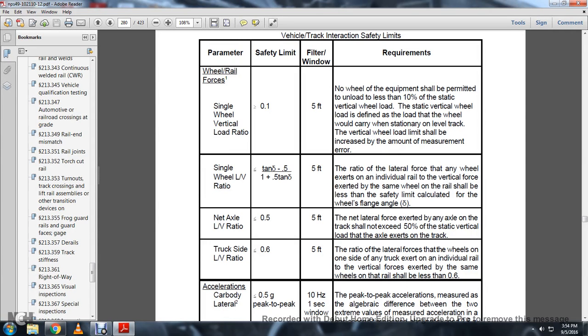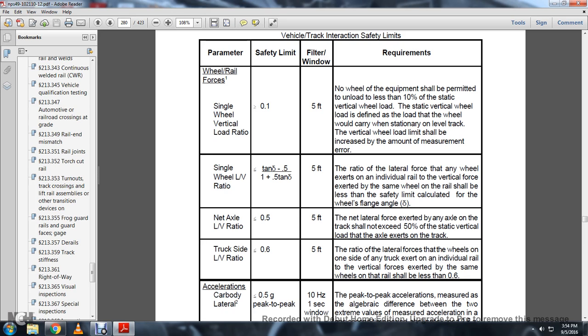Wheel rail forces: single wheel vertical load, rail safety, zero, less than, greater than 1/10, filter fit 5. No wheel of the equipment shall be permitted to unload to less than 10% of the static vertical load. The static vertical load is defined as the load the vehicle would carry standing on stationary level track. The vertical load limit shall be increased by the amount of measurement error.